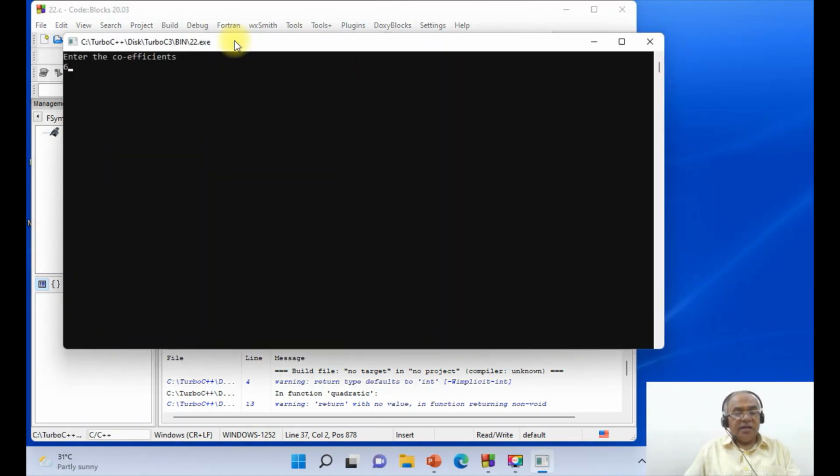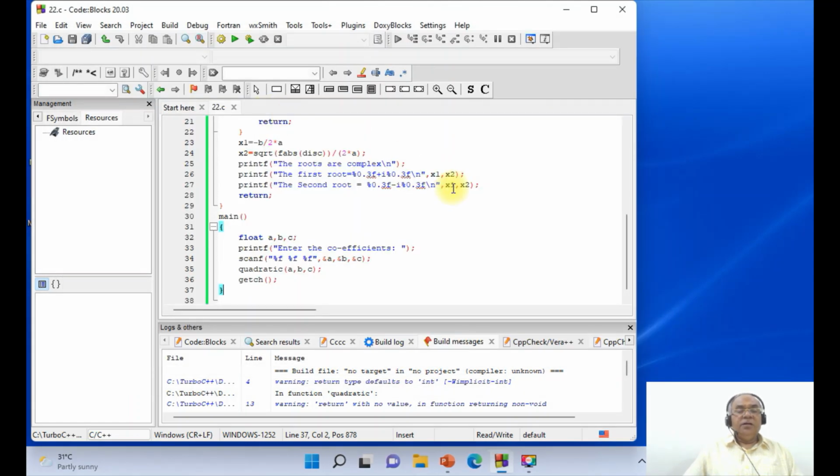Then we have the complex roots. Here a is 6, b is 2 and c is 4. The roots are complex, so here you get the values: the first root is minus 0.167 plus i 0.799, and the second root is minus 0.167 minus i 0.799. So this is how you will be able to find out the roots of the quadratic equation in all three cases. Thank you.